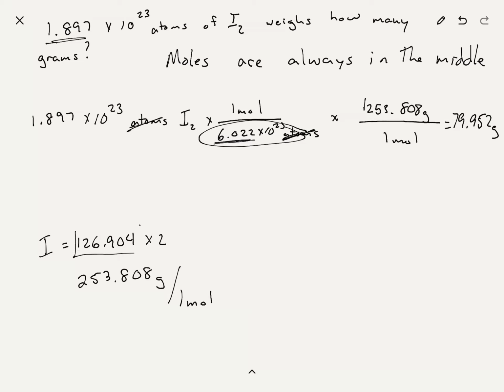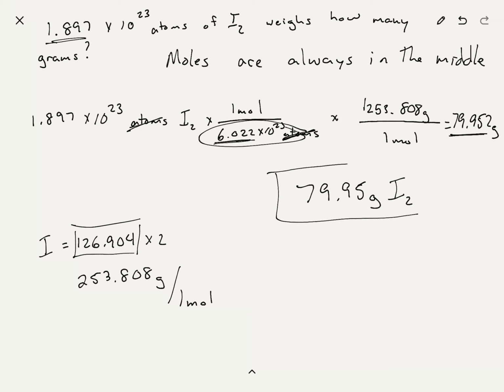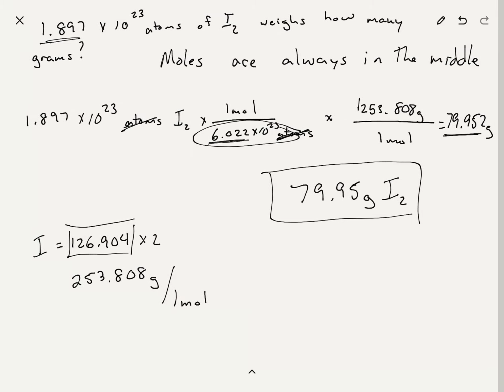We've got 4 significant figures in here. We had to look at this number, which had 6. So we need to round this to 4. So our final answer would be 79.95 grams of I2.